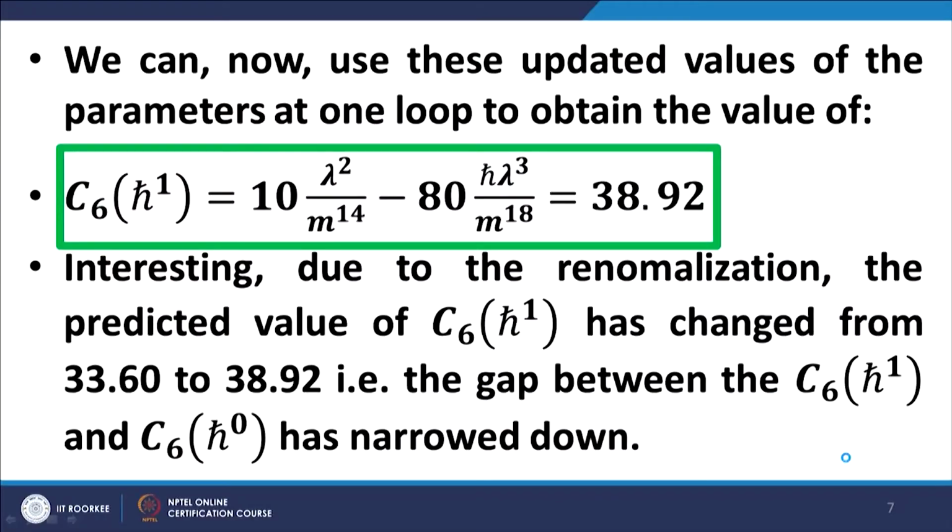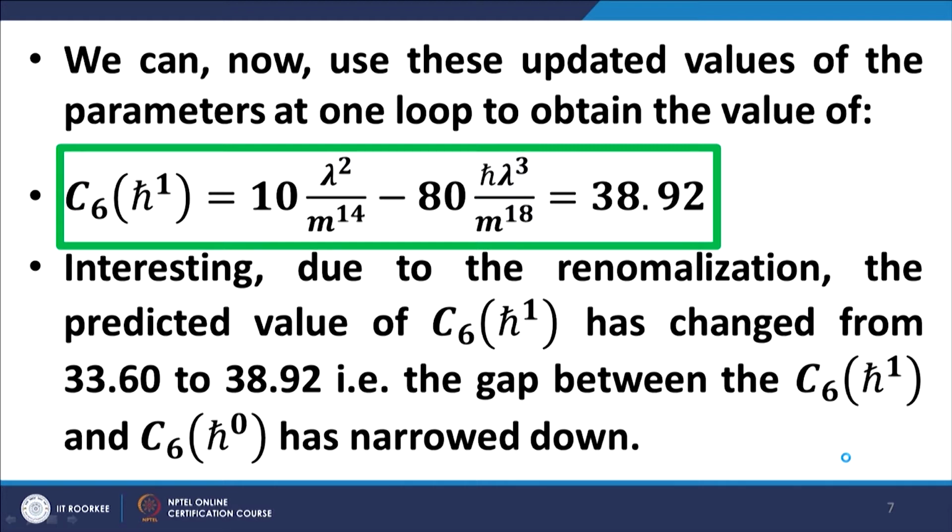So, that is what renormalization mandates. The second interesting part is that when we use the action parameters at the tree level, we got the value of C6 at 1 loop level as 33.60, and when we use the expression for the action parameters at 1 loop level and worked out C6 also at 1 loop level, we got 38.92.